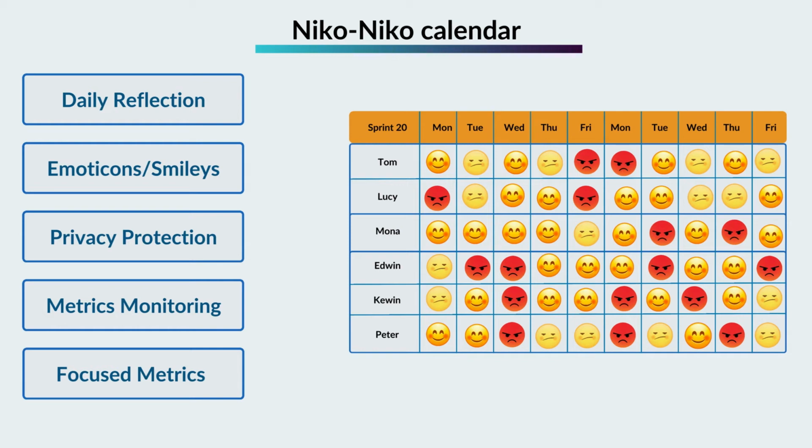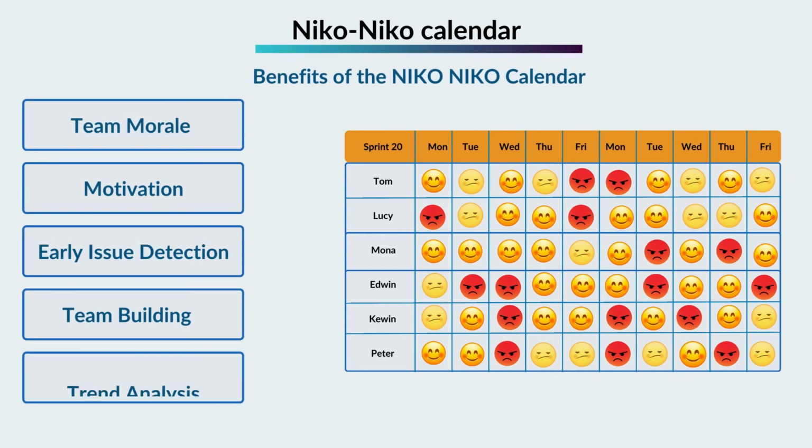Focused metrics: it's important to focus on a select set of metrics that are directly related to the success of the project. Tracking too many metrics can be overwhelming and may not provide actionable insights. Instead, the emphasis is on trends and patterns rather than specific values. Benefits of the Nico Calendar.